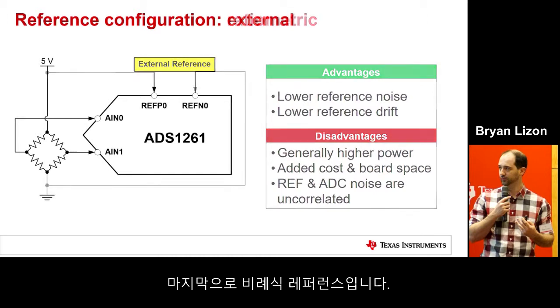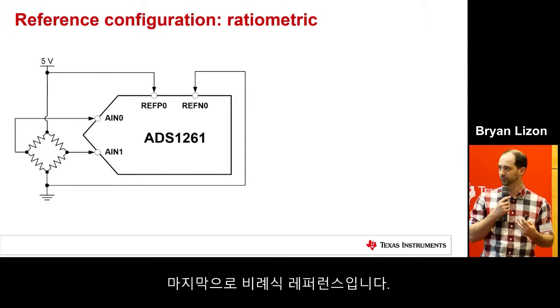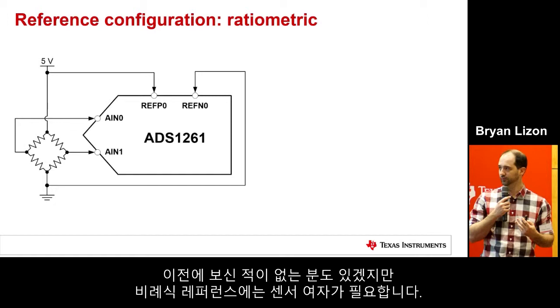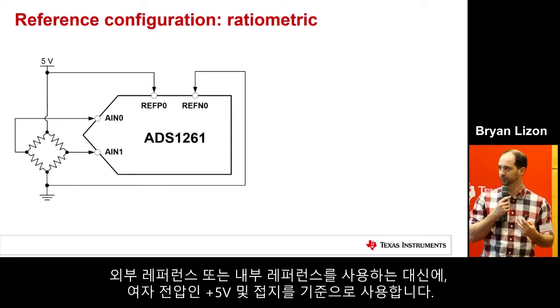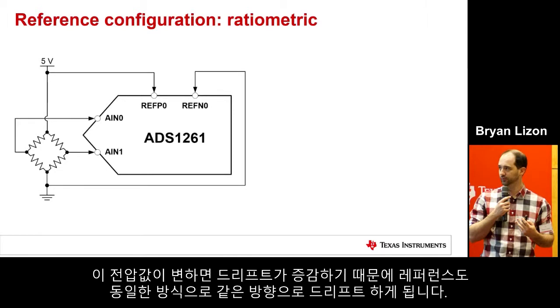The last one is a ratiometric reference. This is something that some people might not have seen before. It's used when sensor excitation is necessary. In this case, there's a resistive bridge right here, and the resistive bridge is excited with this 5 volt voltage. So instead of using an external reference or an internal reference, we actually route the excitation voltage, the positive 5 volts and ground here, as the reference.